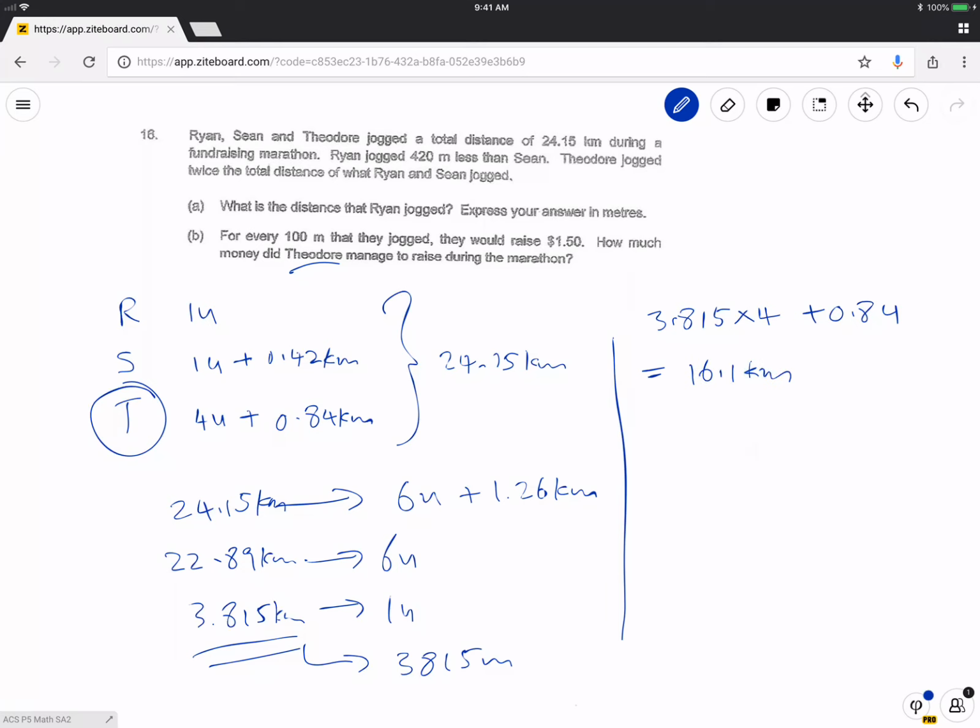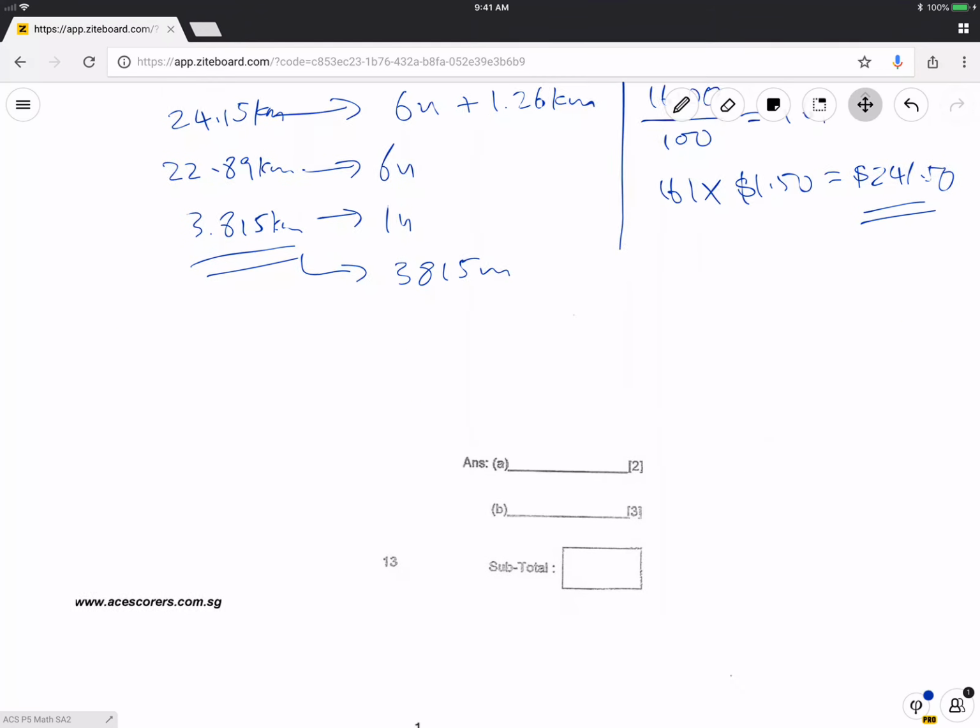kilometers. So for every 100 meters they will raise $1.50. So now this 16.1 kilometers is 16,100 meters, because we have to multiply by 1,000. Then we take 16,100 divided by 100, which is 161, then 161 times $1.50. And he raised a total of $241.50. Okay, next. Let's go.